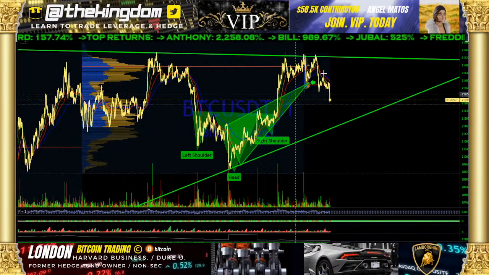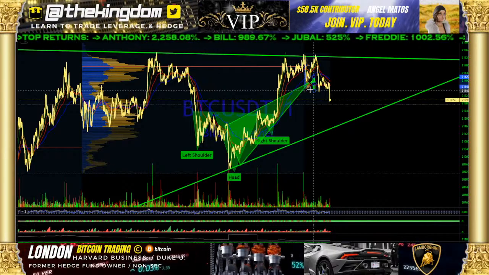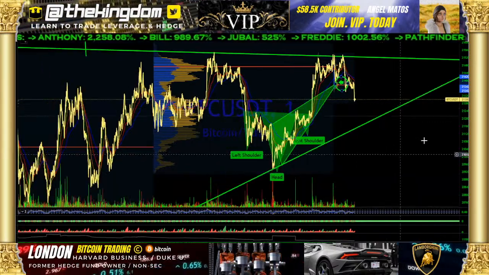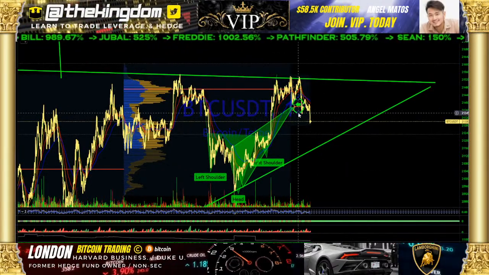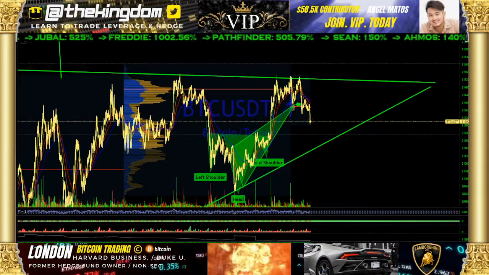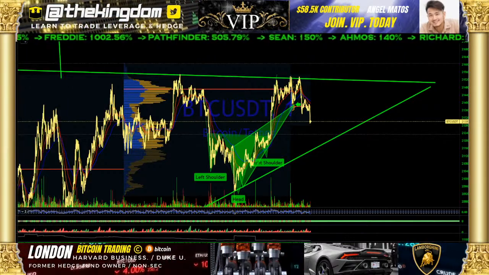One of the reasons I wanted to come and stream, aside from all the other TA and details we went over, was the need for volume on the inverse head and shoulders. It's a reversal to the upside. We need the buyers to come in. You guys understand that, right?